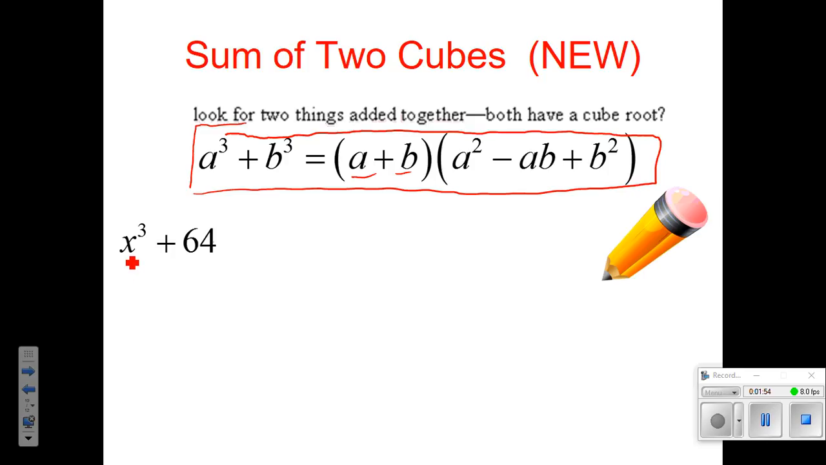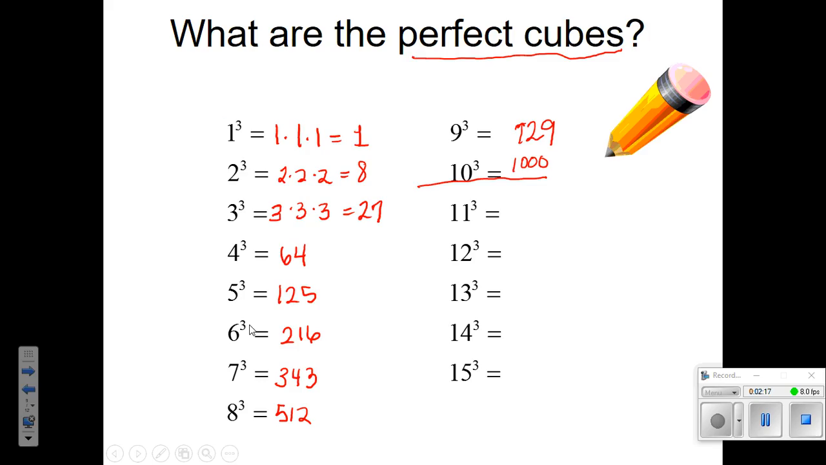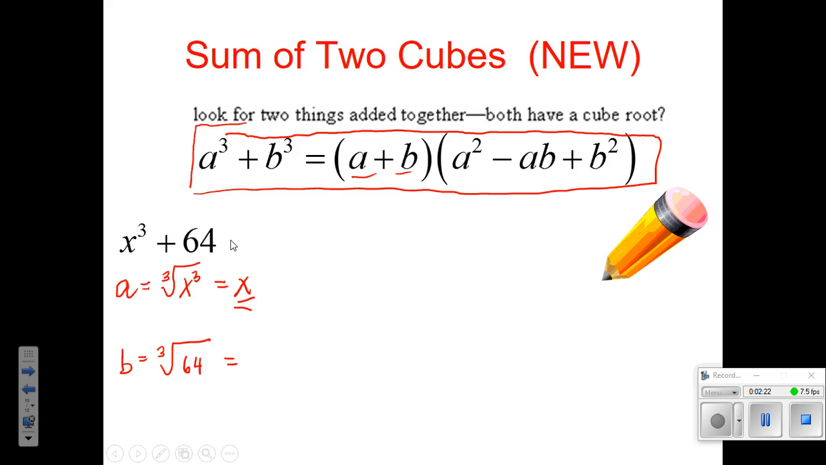Okay, so x cubed, we want to find what A is. A is whatever the cube root of x cubed is. The cube root of x cubed is x, so A is equal to x. B is whatever the cube root of 64 is. The cube root of 64, if we go back to our slide, gets us back to 4. So B is 4. And if we know A and B, all we have to do is plug it into our pattern.